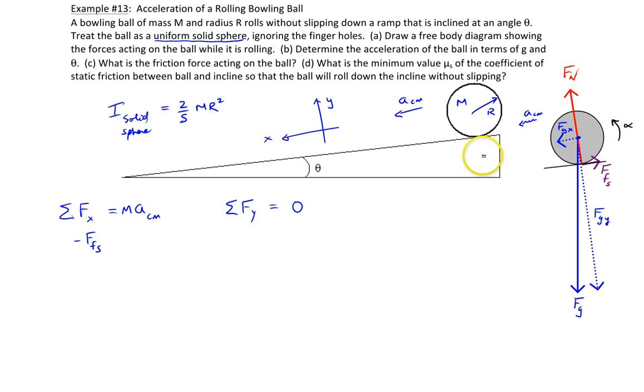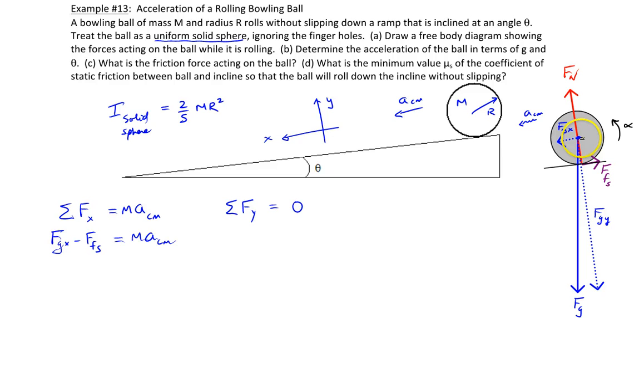So along our x-axis here, we'll have F gx moving down the ramp, and then we have the force of friction going parallel up the inclined plane, and then we have equals m a c, that's the acceleration of the center of mass.